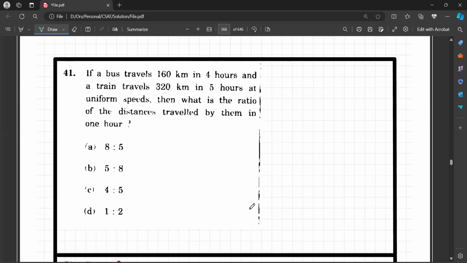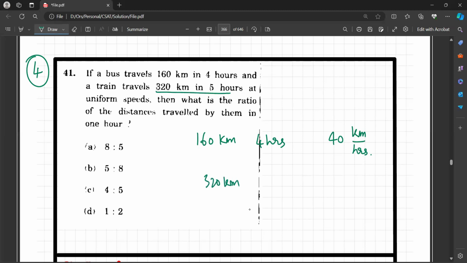That is question number 4. If a bus travels 160 kilometer in 4 hours, what is the speed? 40 kilometer per hour. And another bus travels 320 kilometer in 5 hours. So what is the speed? 320 by 5, that is 64 kilometer per hour.